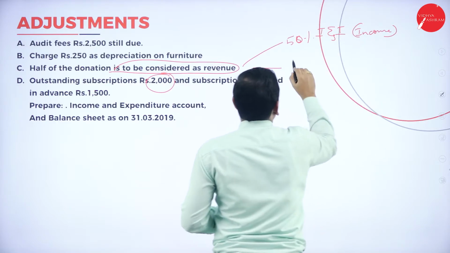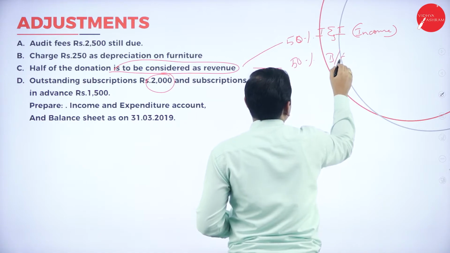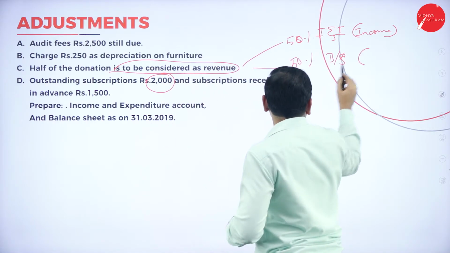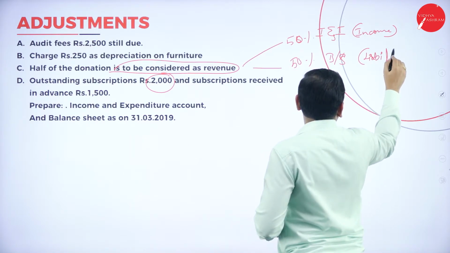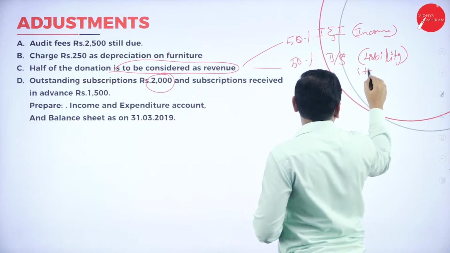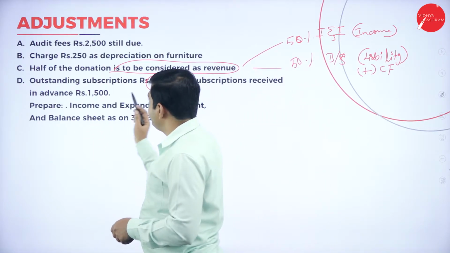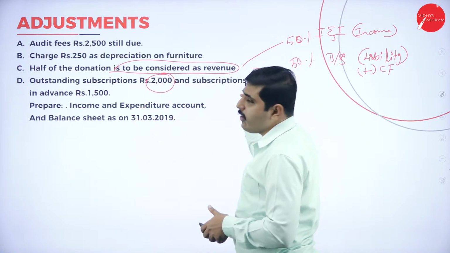Income side. The remaining 50% should be shown in the balance sheet. In the balance sheet, on the liability side, we should add it to the capital fund. Next one: outstanding subscription 2,000 and subscription received in advance.